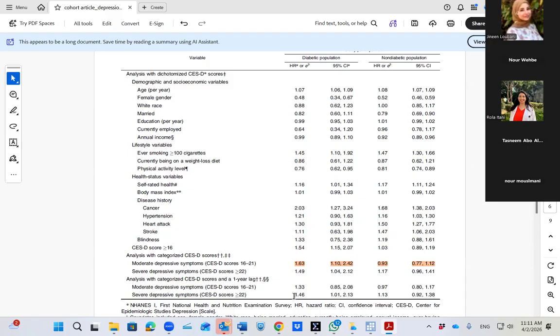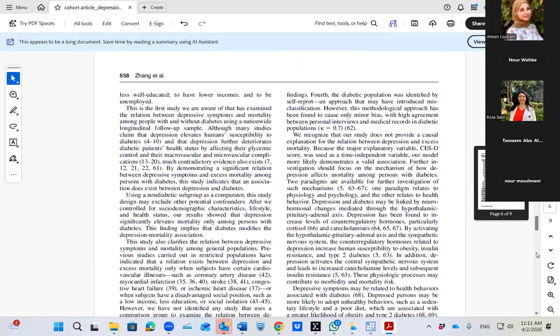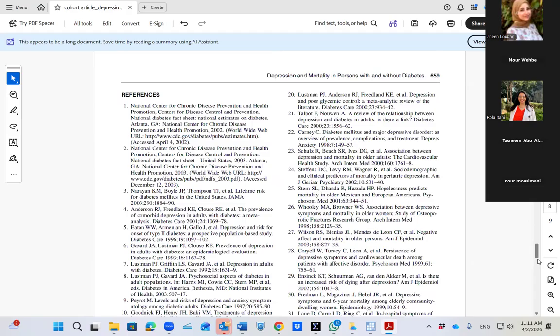So does this at least indicate that diabetes is an effect modifier? Or at least the effect of depression on mortality is modified by diabetes. Yes. And of course, one can think, and they have very well explained how this would happen. I think these are actually adjusted, if I'm not mistaken, the final one.